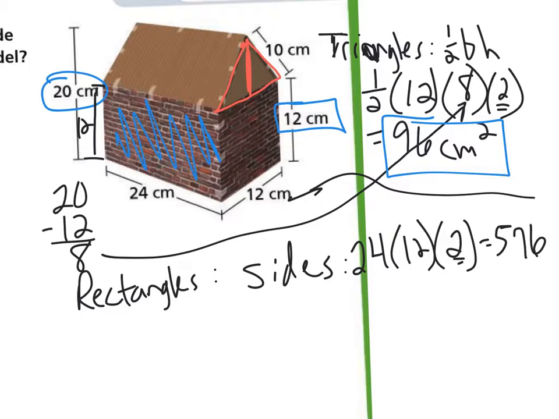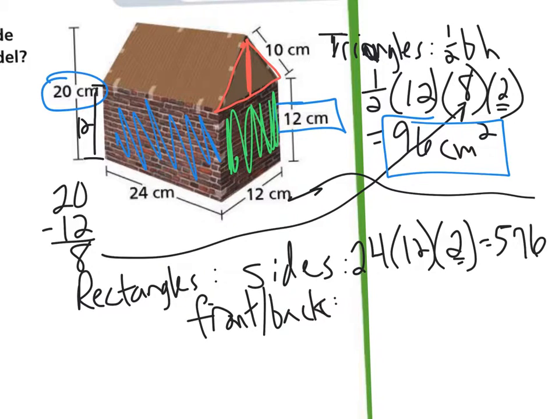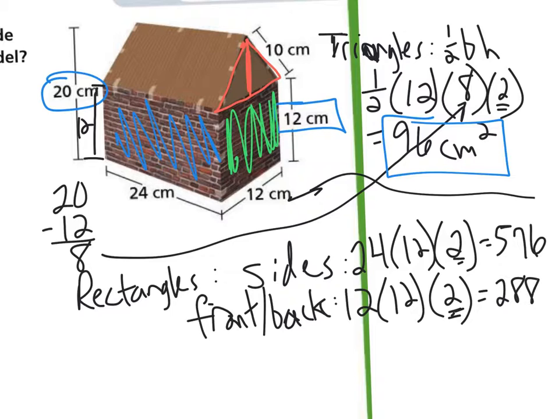One side we can't see right now. We've got some other rectangles here, maybe something like this in green here. We might call that the front and back. What are our dimensions with the front and back rectangles? 12 by 12. Okay, they're actually squares, aren't they? And we've got 2 of those. So we might remember 12 times 12 is 144, times 2 is 288.